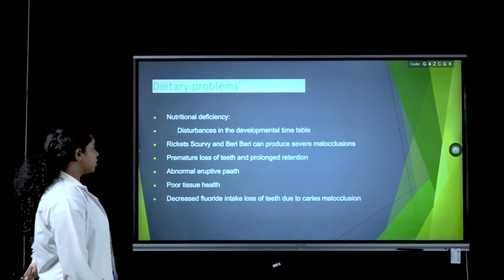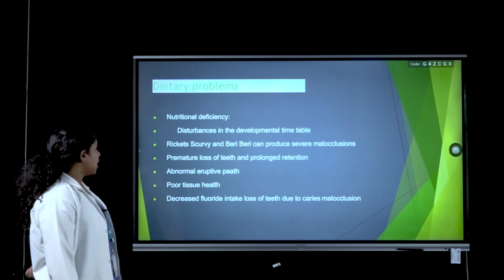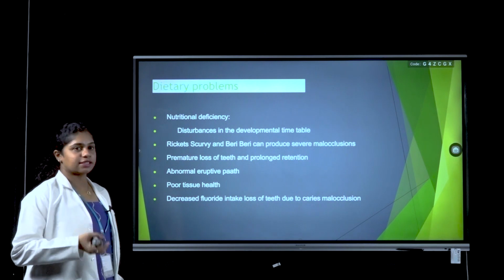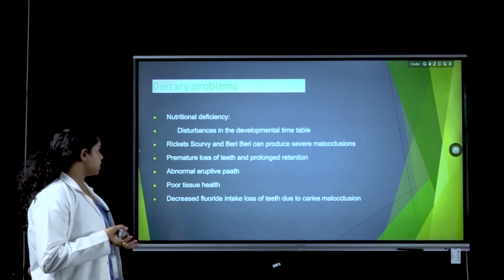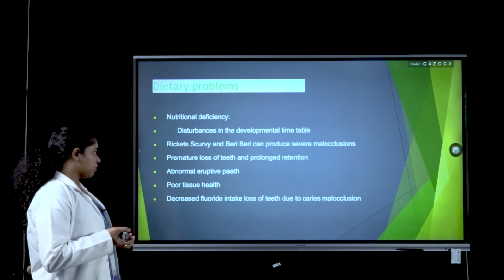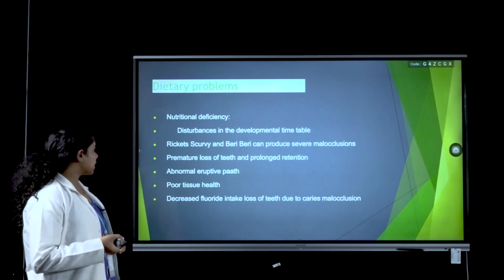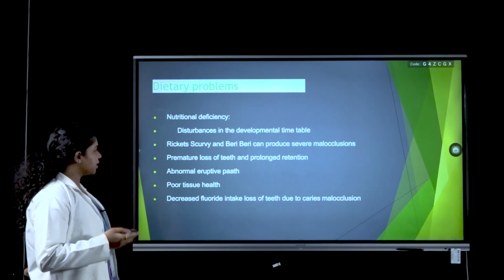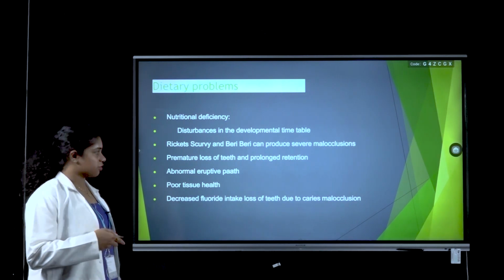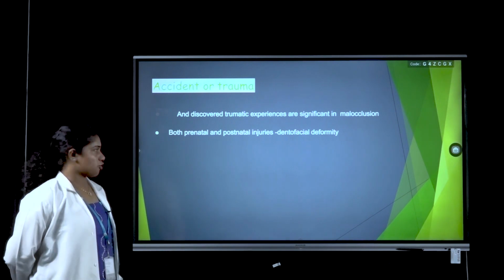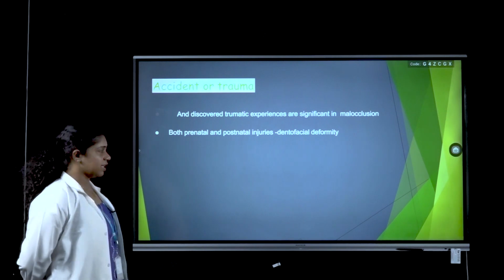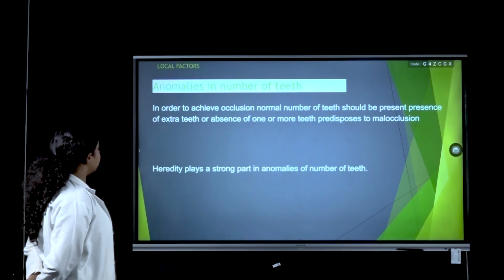Dietary problems such as nutritional deficiencies cause disturbances in the development timetable. Rickets, scurvy, and beriberi can produce severe malocclusions. Premature loss of teeth and prolonged retention of deciduous teeth can also be seen. Abnormal eruptive path, poor tissue health, and decreased fluoride intake may cause loss of teeth due to caries, leading to malocclusion. Accident or trauma: both prenatal and postnatal injuries might cause dentofacial deformity.